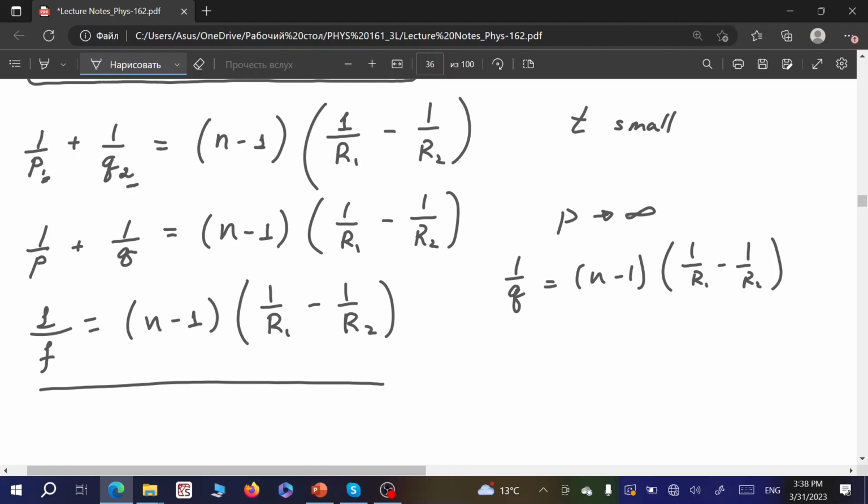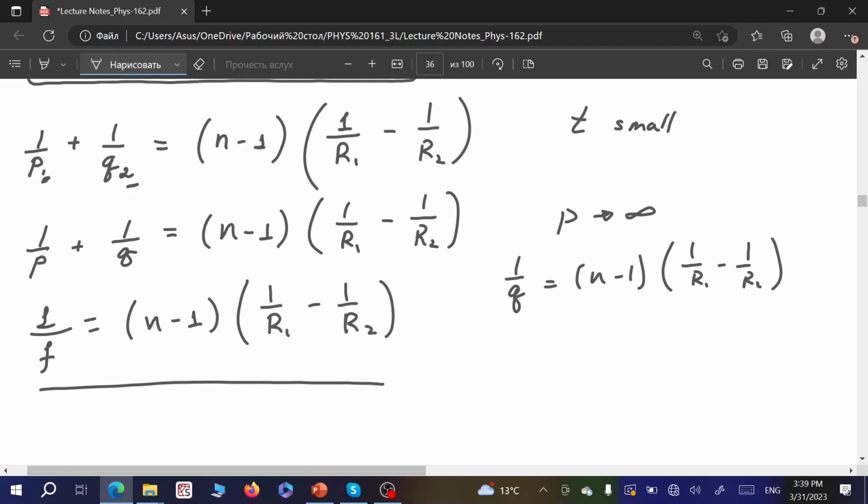The two important parameters: focal length, because if you look at the right side of the equation, focal length can be defined as a unique parameter of a given lens. Every lens will have this focal distance, which is defined by the properties of the material it's made of and the curvatures of the two interfaces.